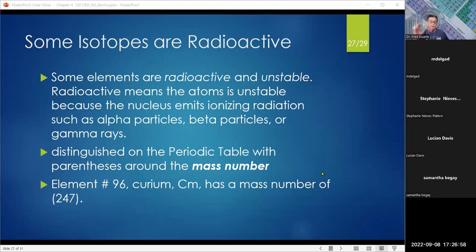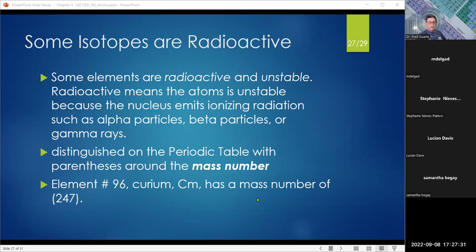All right. So some elements are radioactive and very unstable. It just means that they just fall apart and emit a lot of radiation, a lot of energy, and all these different particles. So anyway, these elements that you see with the parentheses, these are the ones that are radioactive, and because of that, they decompose very rapidly and actually can't hang around long enough to study them and learn more of their properties.